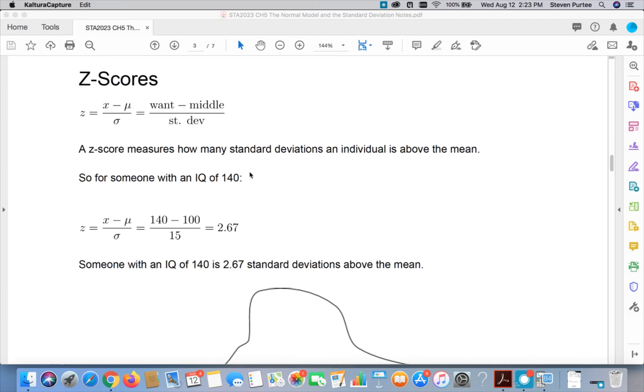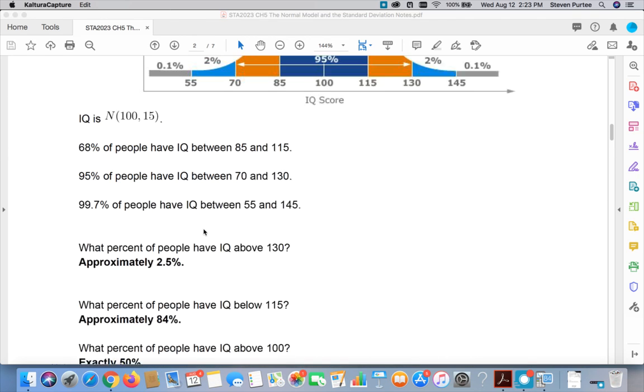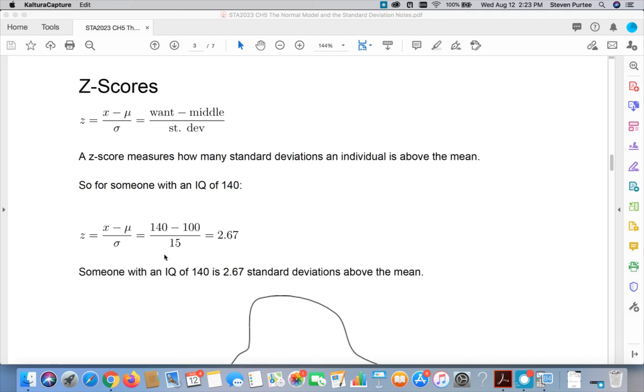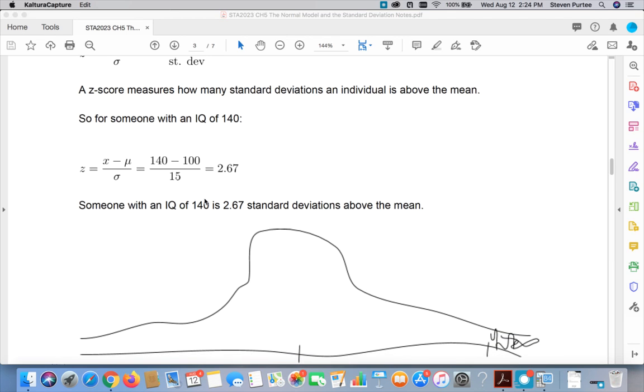So the z-score for 140 would be 140, the one I was asked about, minus 100, the number in the middle of this graph, divided by my standard deviation, 15. A z-score is a measure of how far you are away from the mean in terms of standard deviations. So if someone had an IQ of 140, they would be 2.67 standard deviations above the mean.